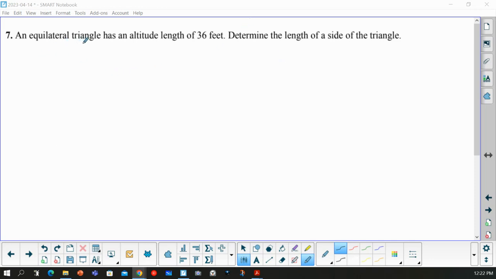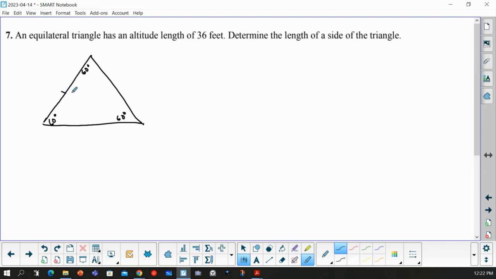All right, this one says an equilateral triangle has an altitude length of 36 feet. So let's first just sketch what an equilateral triangle might look like. Equilateral means all sides are exactly the same. So this side is the same as this side is the same as this side, which means, by the way, each of these angles here would be 60 degrees.